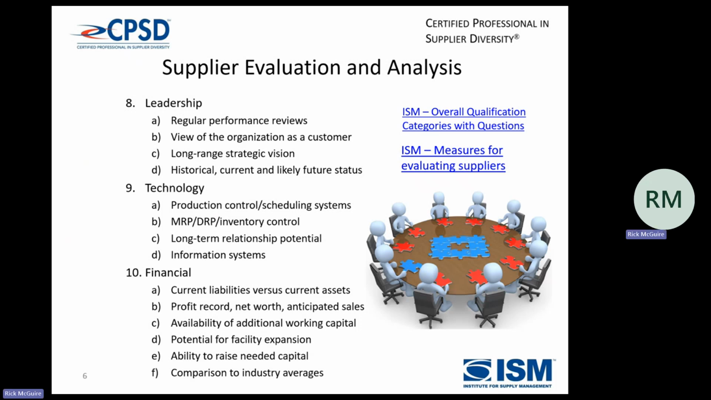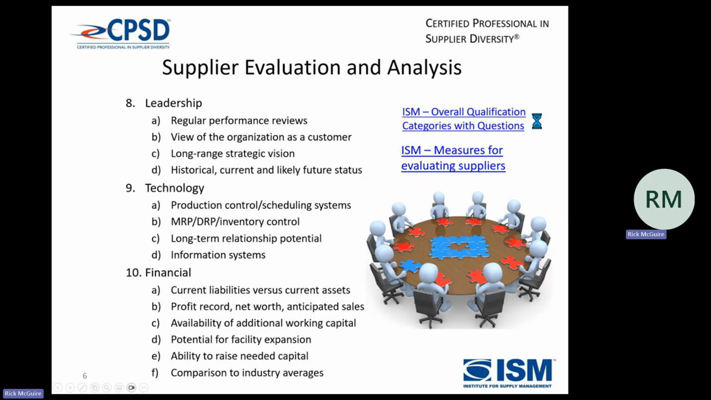What's their technology, production control, scheduling systems, what MRP system are they using, up to date, long-term relationship potential, information systems, cybersecurity these days, financial: current liabilities versus assets, also known as the quick ratio, profit record, net worth, anticipated sales, availability of additional working capital, potential for facility expansion, ability to raise needed capital in comparison to industry averages.